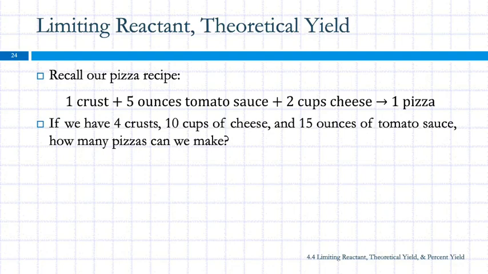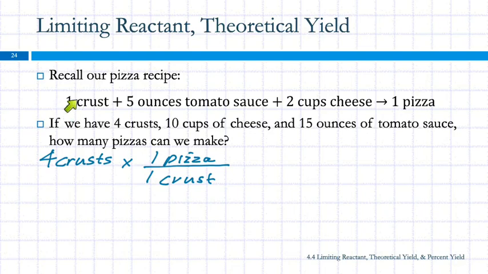So the approach here is to take each of the ingredients and figure out how much product, how many pizzas can we make. So 4 crusts. From the recipe, I see that I can make 1 pizza from 1 crust. And I'm getting these numbers from this recipe, which looks an awful lot like a balanced chemical equation, right? So these units cancel out. 4 pizzas.